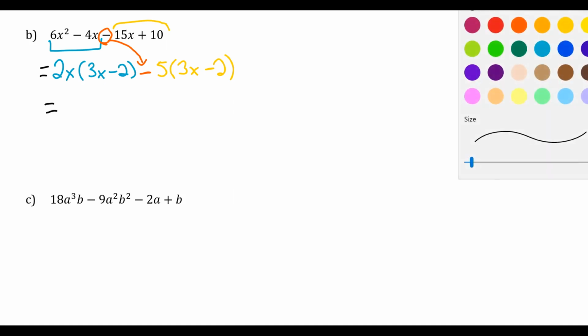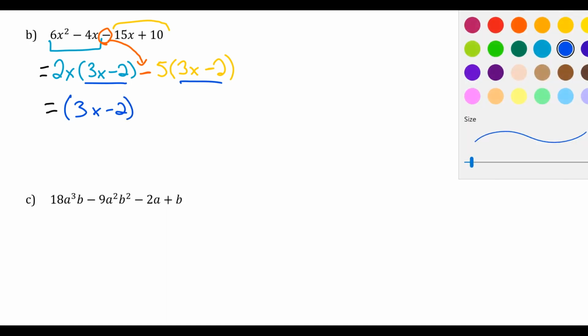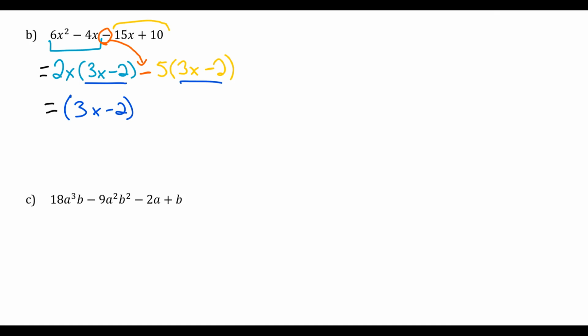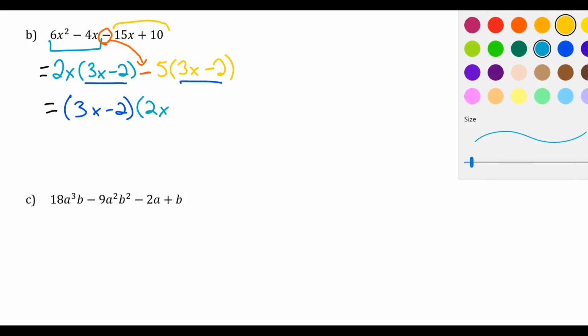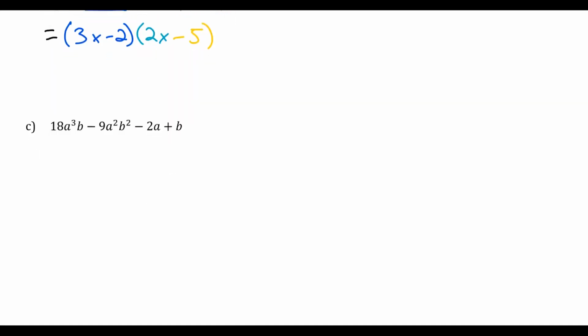So notice now the binomials are alike. So I'm going to factor out a 3x minus 2, leaving me with a 2x minus 5. And now then this polynomial of 4 terms is completely factored out. Let's look at one more example.